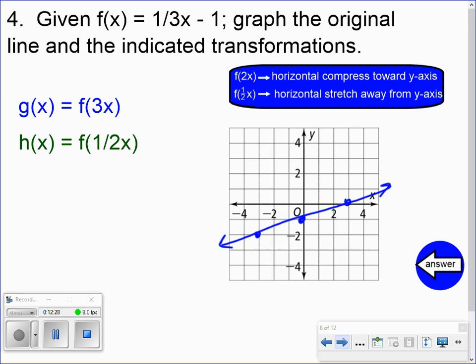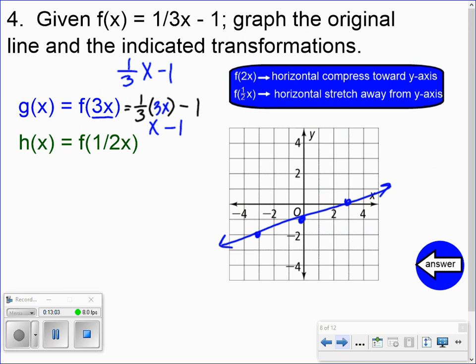So anytime it's on the inside, remember that that is horizontal. And if it's on the inside, what it tells us to do is it says evaluate your function. So evaluate 1/3 x minus 1 for x being 3x. So instead of 1/3 x minus 1, what we'll have instead is 1/3 times 3x minus 1. And then simplify. 1/3 times 3x is just x, and then minus 1. The minus 1 didn't change.